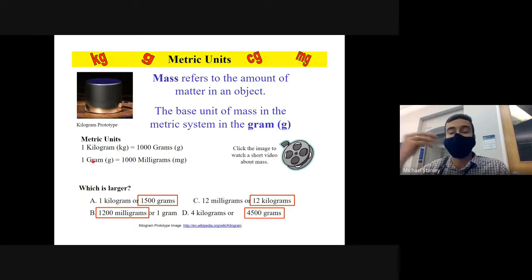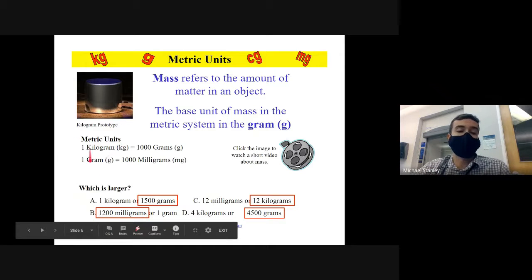So think about the weight of like a paper clip or like a single dime or penny coin would probably weigh about 1 gram. Like this pen right here is probably like 10 or 15 grams if I had to guess. So gram is pretty small.